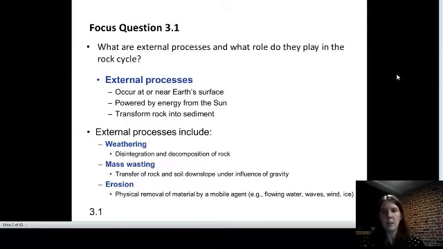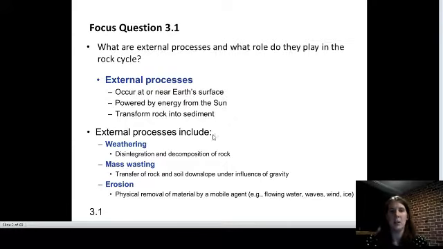So remember last week we talked about weathering processes, which break down rocks into smaller pieces, which are called sediment. And then that sediment is typically redeposited and formed into a rock. So external processes can include weathering, the decomposition and disintegration of a rock like we talked about. Mass wasting, where you have rock and soil being transferred downslope under the influence of gravity, such as a landslide or a rockfall. And then erosion, which is the actual physical removal of material by a mobile agent, usually water, also glaciers or ice, and wind can be a physical mover.